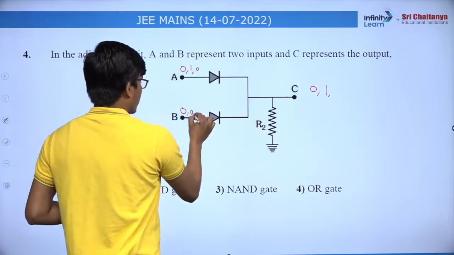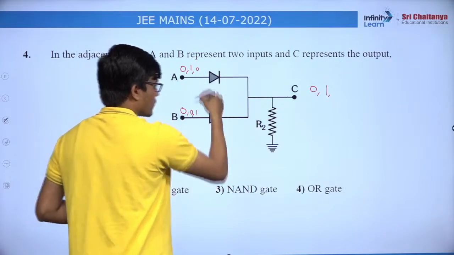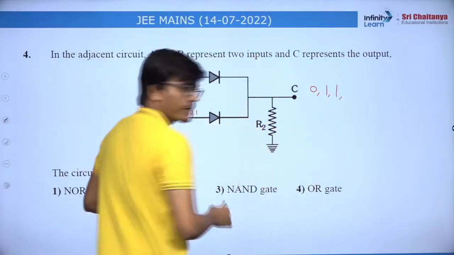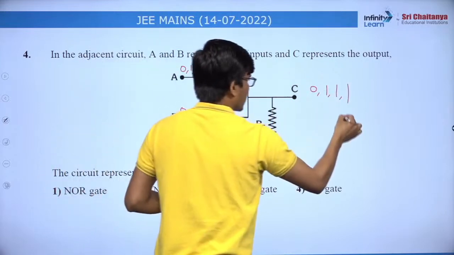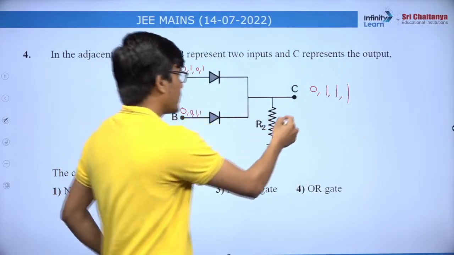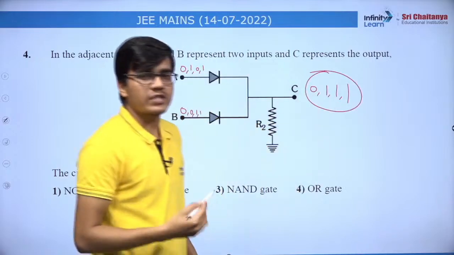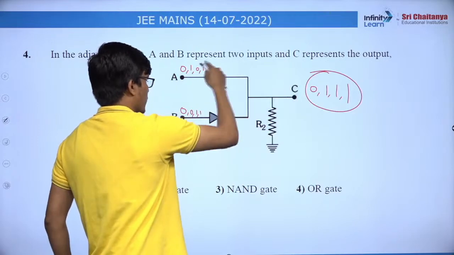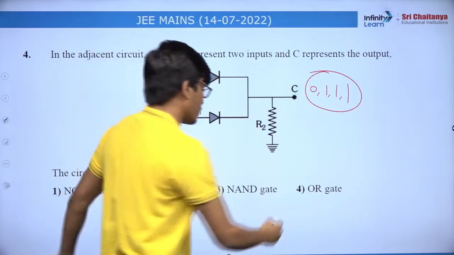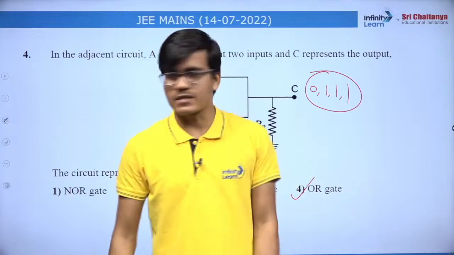Again you will get some potential difference, so output will be 1. And if you take the reverse of it, the same thing, now this will work, this won't work, again you will get output. And if both are 1, so both are in forward bias, again you will get output 1. So which gate is this? 0 plus 0 is 0, 1 plus 0 is 1, 0 plus 1 is 1, 1 plus 1 is 1. It is an OR gate. So option number 4 is the right answer.